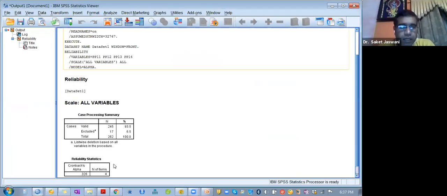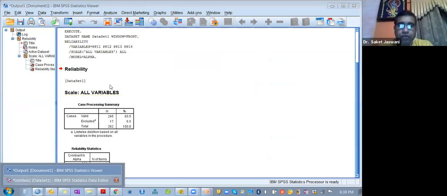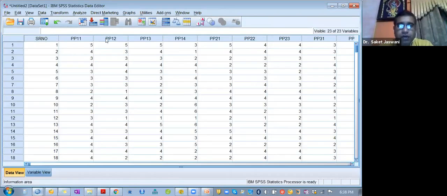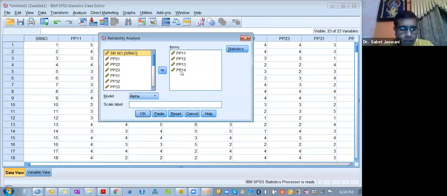The output window will open and give the results. The Cronbach's coefficient alpha for the PP1 variable with 4 items is 0.326, which is less than 0.5, so this is not reliable. There is a reliability issue, so we have to do something. We cannot move forward with this variable. Let's test the other variables also.